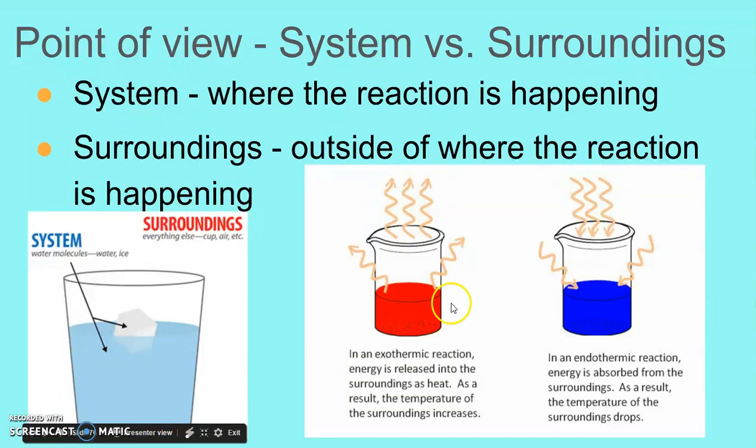This is a good diagram right here for you. In an exothermic reaction, energy is released into the surroundings as heat. As a result, the temperature of the surroundings increases. So you feel it as heat being given off. In an endothermic reaction, energy is absorbed from the surroundings, and as a result, the temperature is going to drop. So the heat's going to be taken in, and you will feel things get colder.